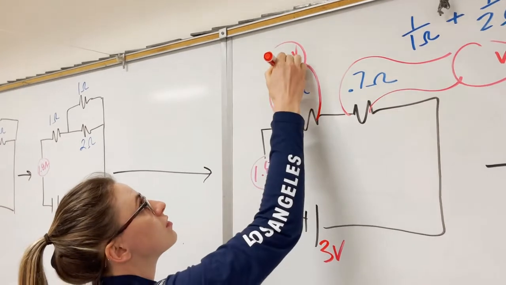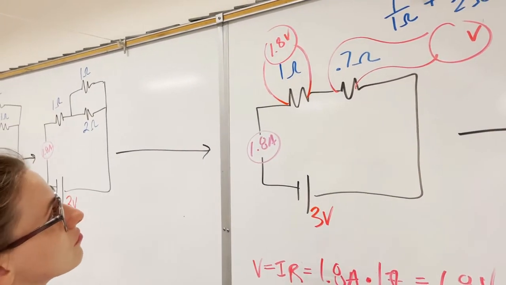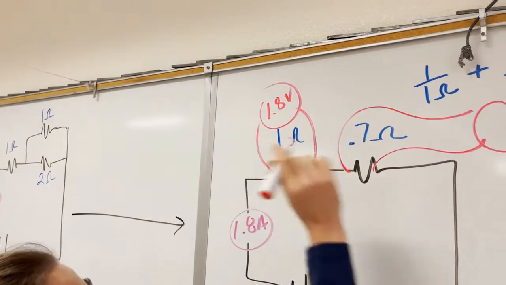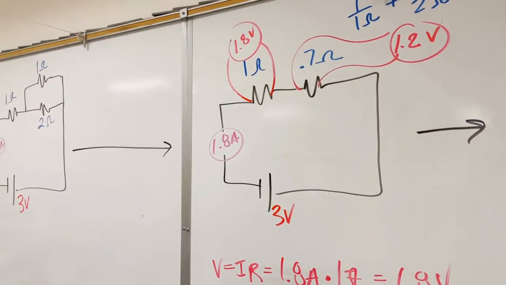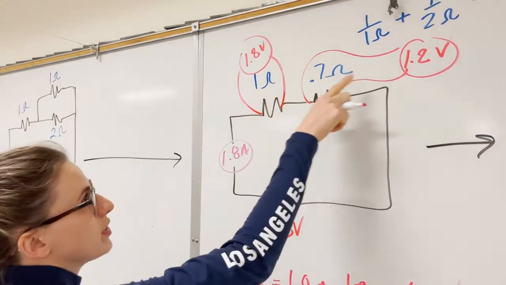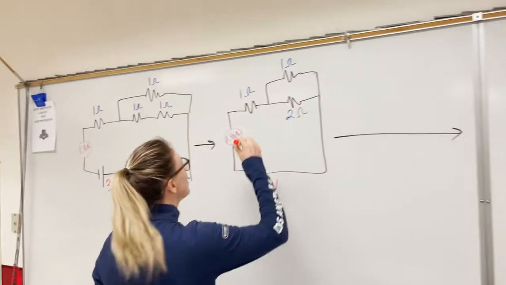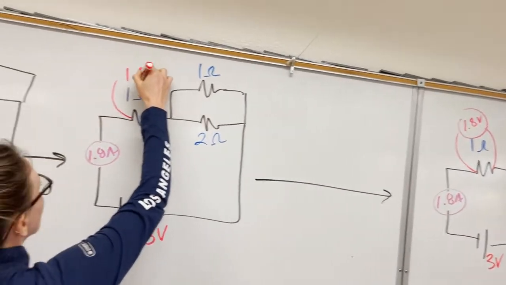Now, boys and girls, the loop rule says that the ups equal the downs. So we got 3 volts and we got 1.8. What's that going to be? 1.2. Now, if you insist on doing that multiplication, 1.8 times 0.7 will give you 1.2. Now we come over here. So that means that this is also 1.8 volts.